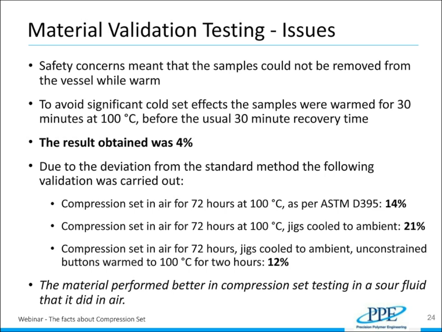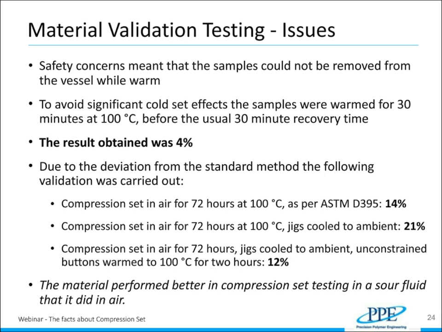We did compression set in air, allowed the jigs to cool to ambient, then disassembled them, and we had a result of 21%. So there you can see the influence of cold set, making the result slightly worse. We then replicated what had been done in this aggressive sour fluid. So we did 72 hours in air, allowed the jigs to cool to ambient, took the buttons out unconstrained, and warmed them at 100 degrees C for 2 hours, and we got a result of 12%. So what we've demonstrated is that that additional step is very similar to the result returned by the normal method, and also that it is required to prevent the cold set effects influencing the result.